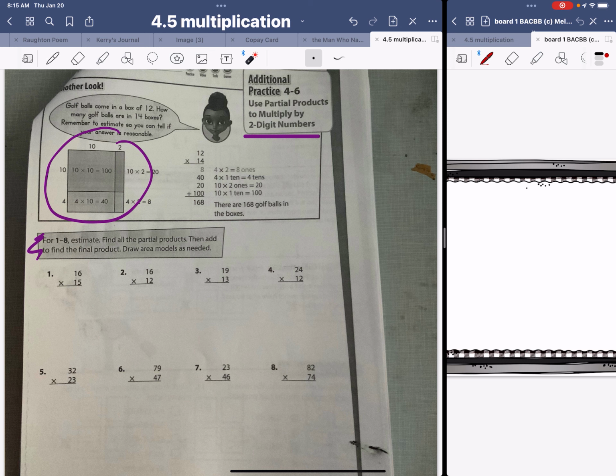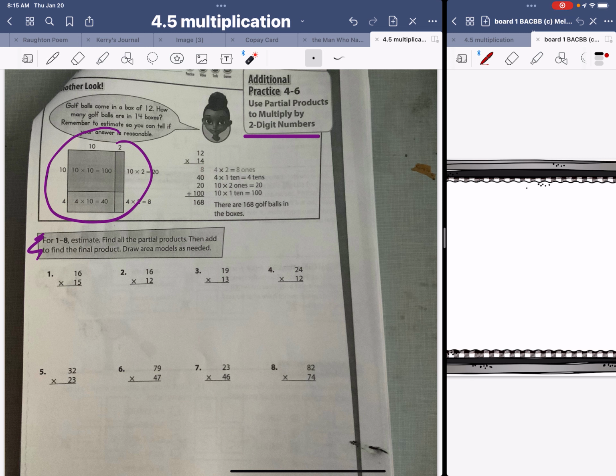Now, we've got the ones and the tens done, and we've got everything done for the fours. So now we want to go right here. So now we multiply 10 times 2. So 10 times 2 is 20, all right? So we got 10 times 2 ones is 20. And then we want to multiply 10 times 10. So 10 times 10 is 100. And that's 10 tens times 10, and that's 100.